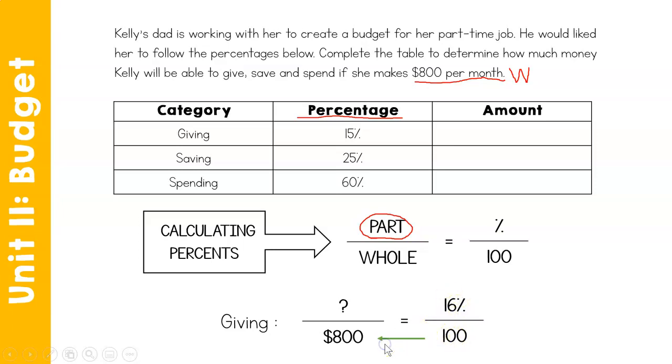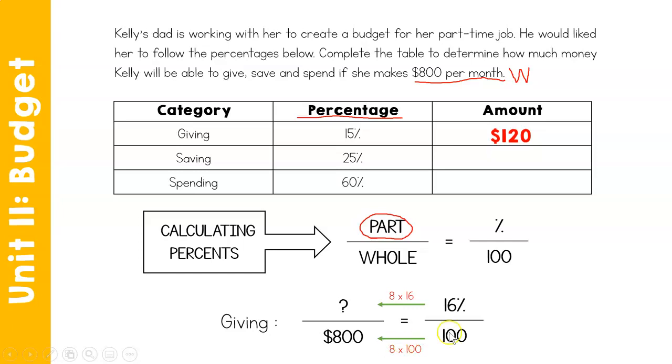And so now, instead of going from 800 to 100, I'm going to go from 100 to 800 because I have both the percentage and the 100, and I'm looking for the part. So to go from 100 to 800, I'm going to simply take 100 and times it by 8 to get 800. And if I do that to the bottom, then I'm going to need to do it to the top. So 16 times 8 would give me 120.